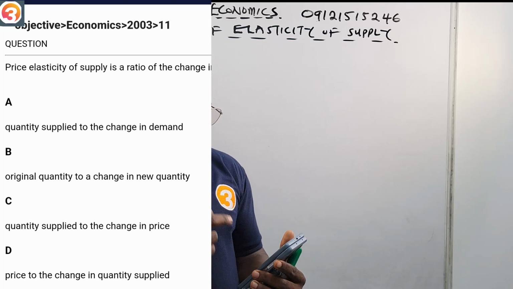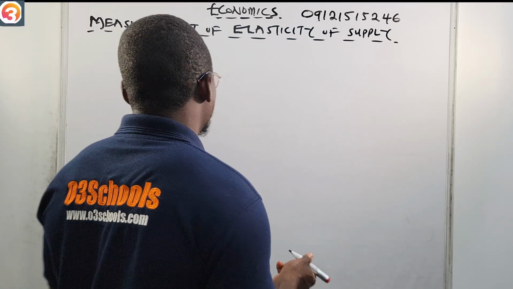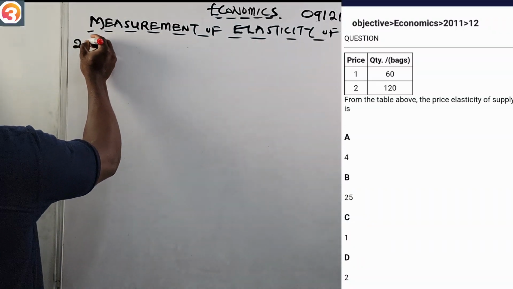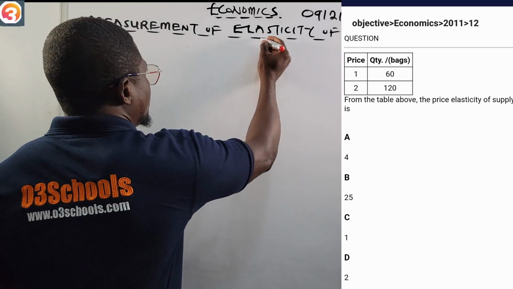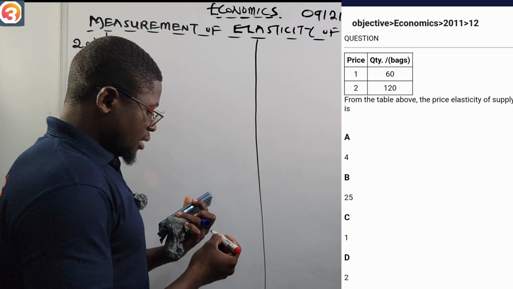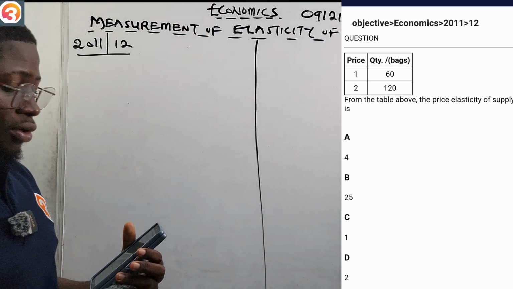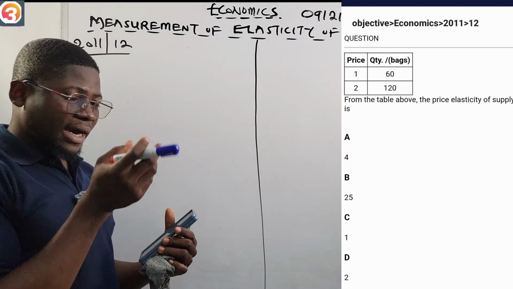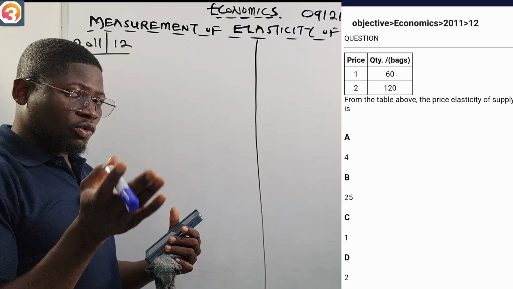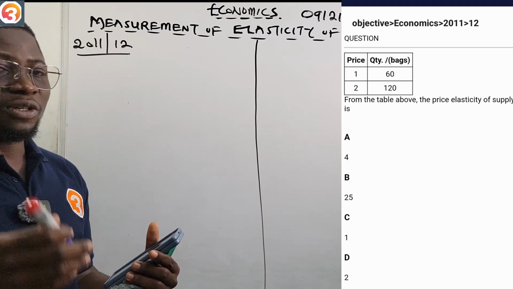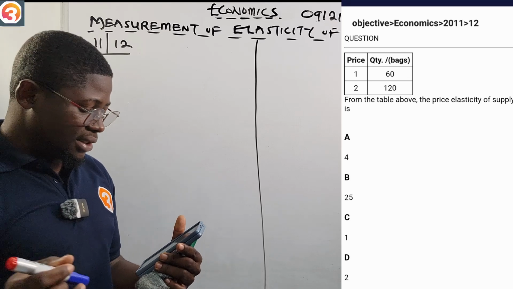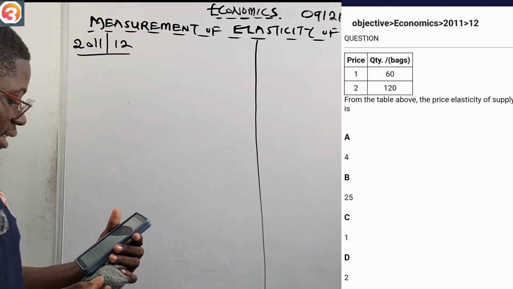All right, so let us see another question. This is a 2011 question, number 12. Now, what's showing on your screen right now, we're given the price, and they are giving quantity. From the table, the price elasticity of supply is: A says 4, B says 25, C says 1, D says 2.